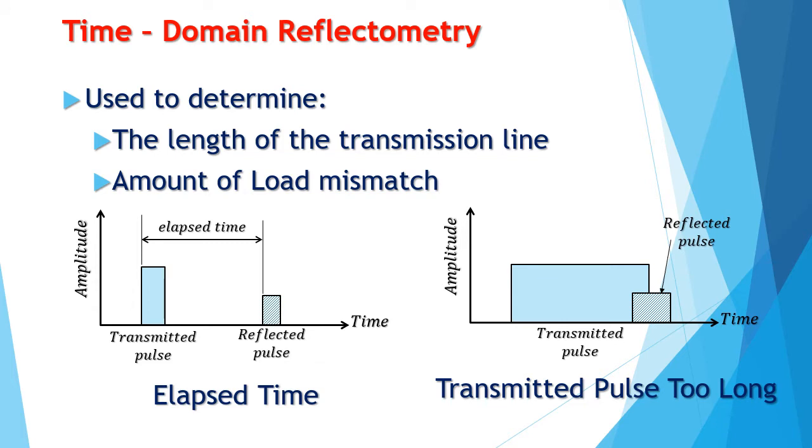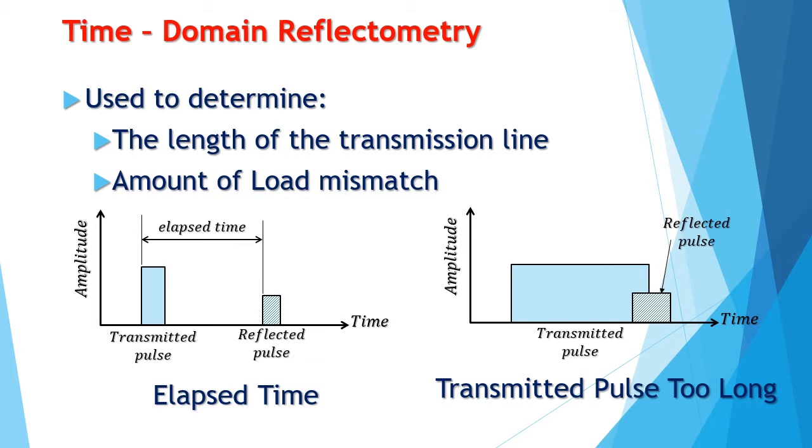Time domain reflectometry. This is used to determine the length of the transmission line and the amount of load mismatch. So as you can see in the example on the left, amplitude is plotted against time. Initially, there is one transmitted pulse. This is usually from a function generator or a pulse generator. It will travel down the transmission line, and then the oscilloscope will listen if there will be a pulse returned to the originating source.